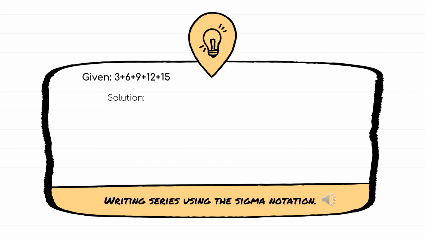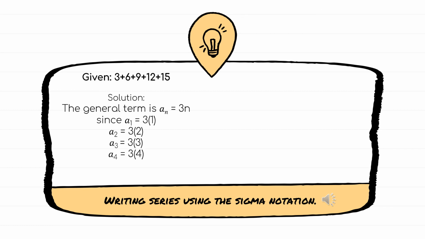For the next example, we are given 3 plus 6 plus 9 plus 12 plus 15. For the solution, the general term is a sub n equals 3n, since a sub 1 equals 3 times 1, a sub 2 equals 3 times 2, a sub 3 equals 3 times 3, a sub 4 equals 3 times 4, and a sub 5 equals 3 times 5. So we have 3 plus 6 plus 9 plus 12 plus 15 equals the summation of 3I from I equals 1 to 5.